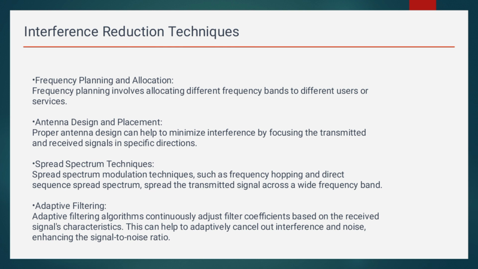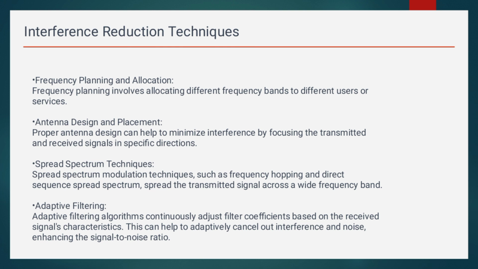Third is spread spectrum techniques. Spread spectrum modulation techniques such as frequency hopping and direct sequence spread spectrum spread the transmitted signal across a wide frequency band. This makes the signal more resilient to narrowband interference and noise.